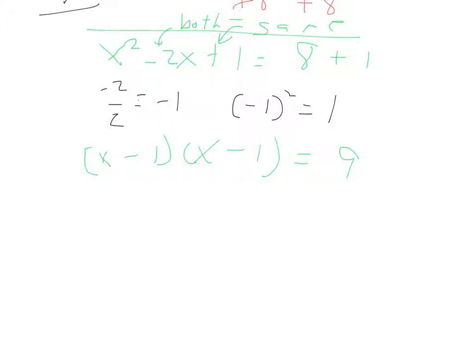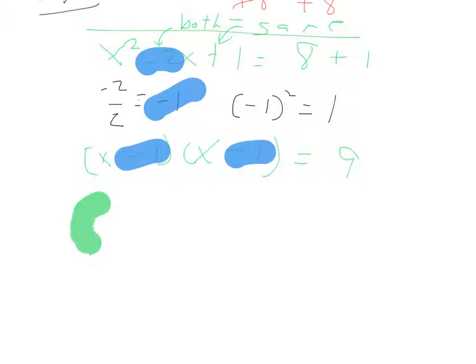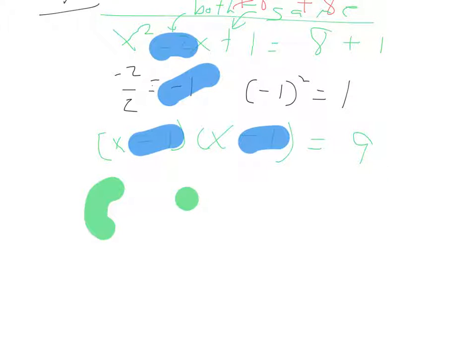Now, one thing that might be interesting for you to note is, see this number here, the minus 1? That's the same number we get whenever we divide this first number in front of x, the minus 2, whenever we cut it in half. So, since we have the same thing multiplied by itself, we can just rewrite this x minus 1 times x minus 1 as x minus 1 squared equals 9.